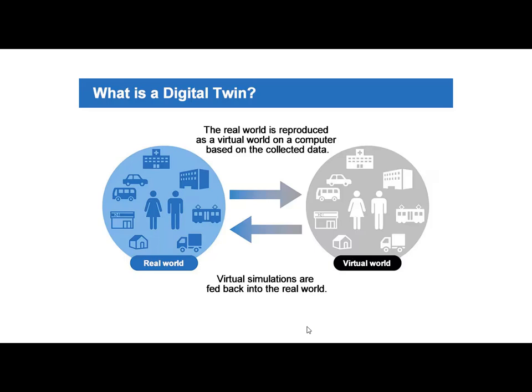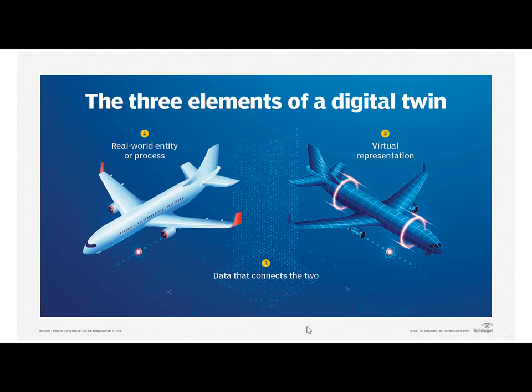The real world is reproduced as a virtual world in a computer based on the collected data, and it shows you the virtual simulations are fed back into the real world. Another infographic shows the three elements of a digital twin: the real world entity or process, the data that connects the two, and the virtual representation.